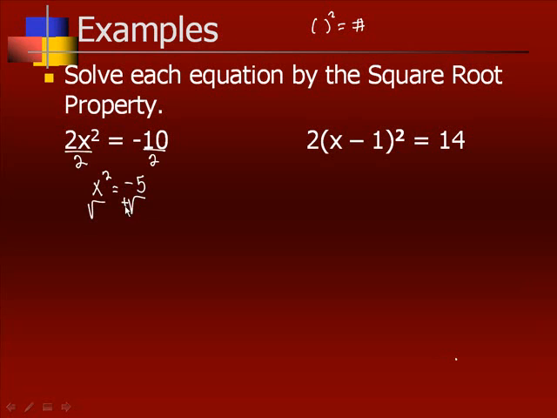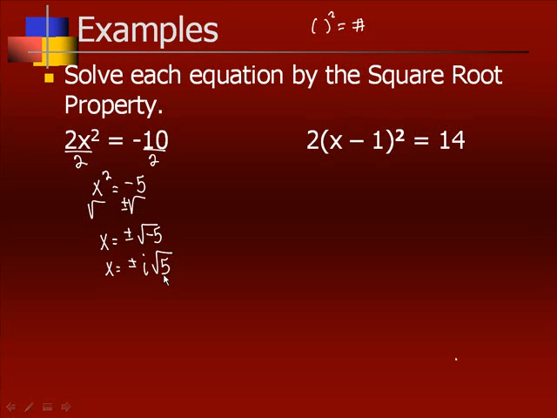Square root this side, square root this side. Make sure you do plus or minus. So x equals positive or negative square root of negative 5. Well, square root of negative 5, the negative comes out as an i. We cannot simplify the square root of 5, so we get positive or negative i times the square root of 5.